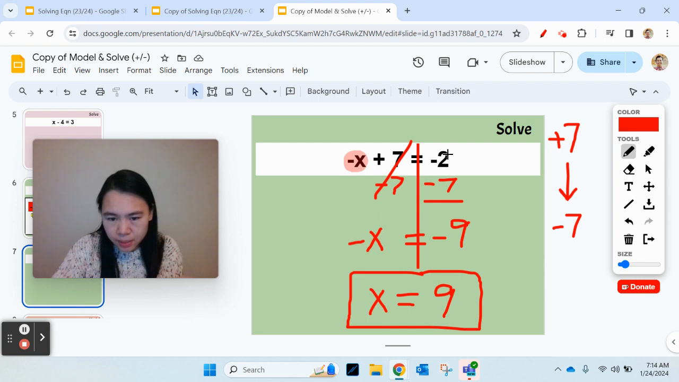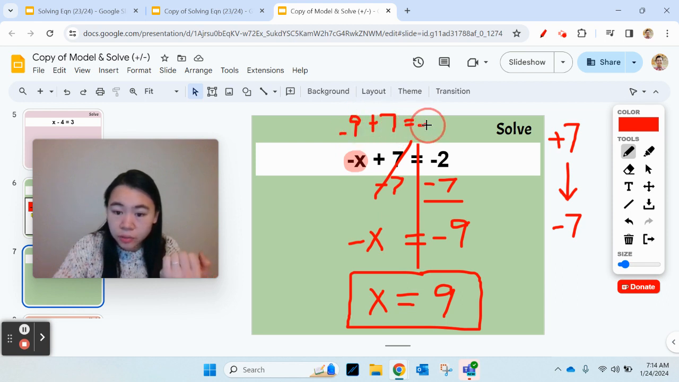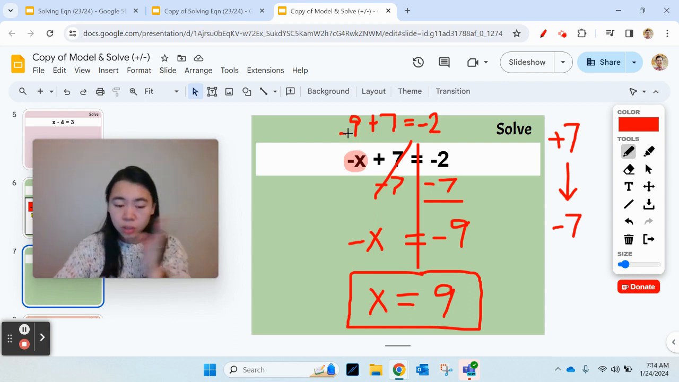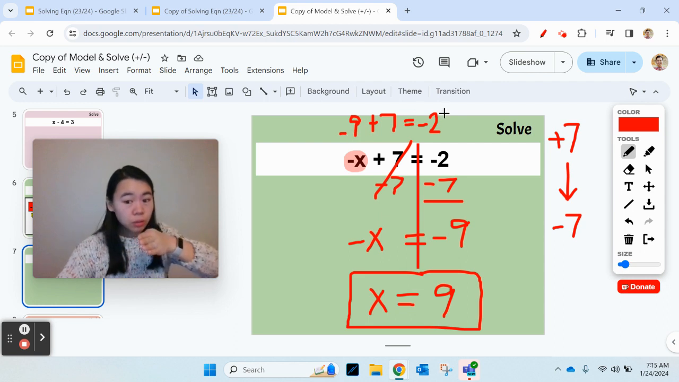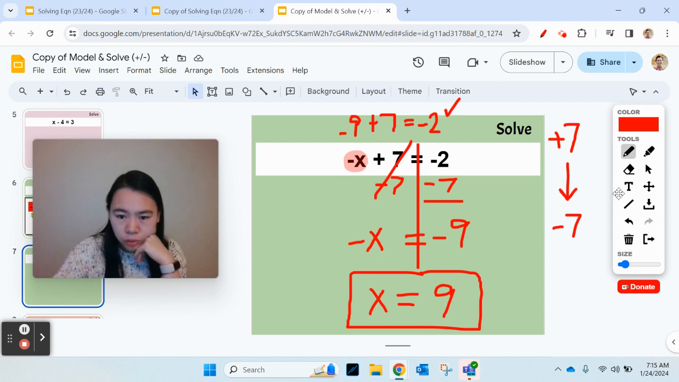And we can see if this makes sense. If we have negative x, so negative 9. Negative 9 plus 7 is negative 2. This is how you check your work. If you need to draw a number line, draw a number line. If you're at negative 9 and you go up 7, you're getting closer to 0, but not quite there yet. Negative 2. So this is correct.